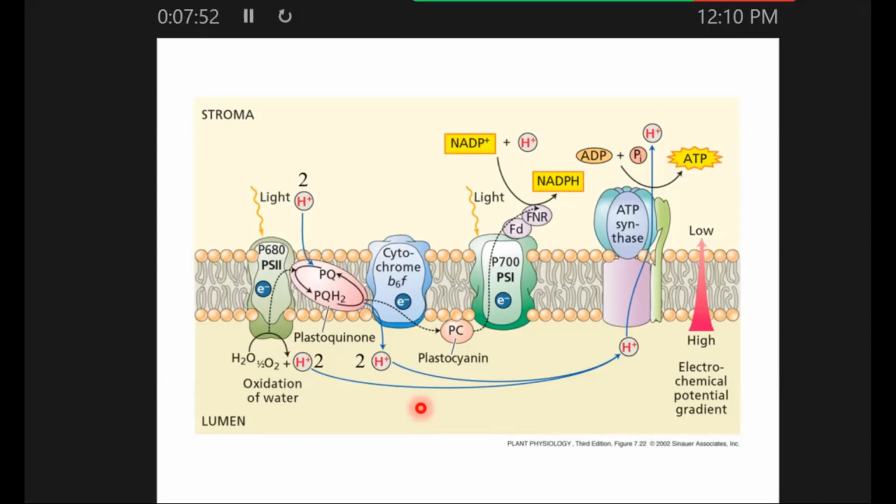Clear as mud? Spend some time with it, please. Now remember, this content's not going to be on Friday's exam. So you have some time to think through this, and I really want you to think through this. This is an amazing process. It's just phenomenal that plants can do this. So please spend some time learning about this.